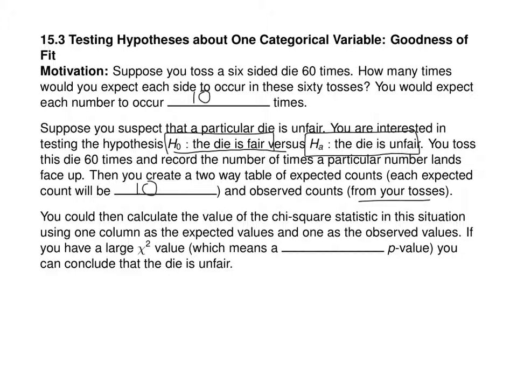And you're going to check, are these observed counts different enough from what you expect that you can conclude that something is actually going on? In other words, reject H0, accept HA. Then you can calculate the value of the chi-square statistic using one column as expected and one as observed. And if you've got a very large x squared, which in general means a small p-value, although that does vary a bit because of this new degrees of freedom variable we added in, you can conclude that the die is unfair.